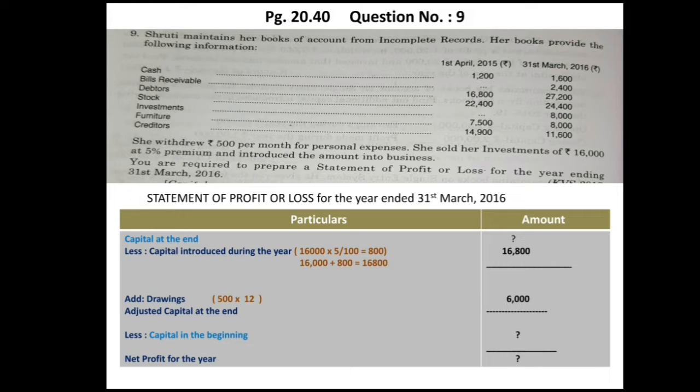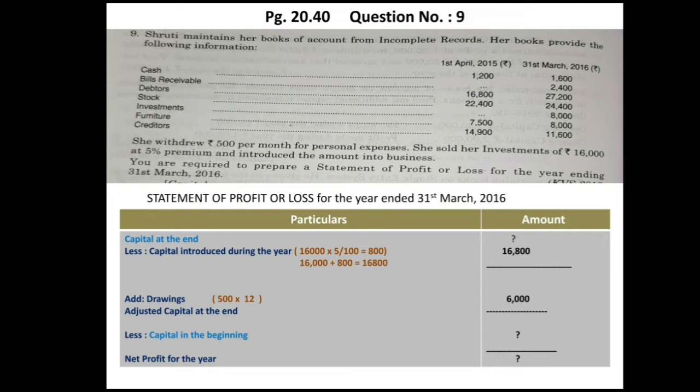We also did a problem in which one of the items which is very important, that is capital at the end, was not given in the last problem which we discussed. We saw that we are supposed to prepare a statement of affairs to know the capital. Here, in this particular problem, both capital at the end and capital in the beginning are not provided to you. So without that information, it is difficult for us to calculate the net profit of that business. Let us do the problem in which capital at the end and capital in the beginning is not given to you, and you are supposed to find the net profit of the business.